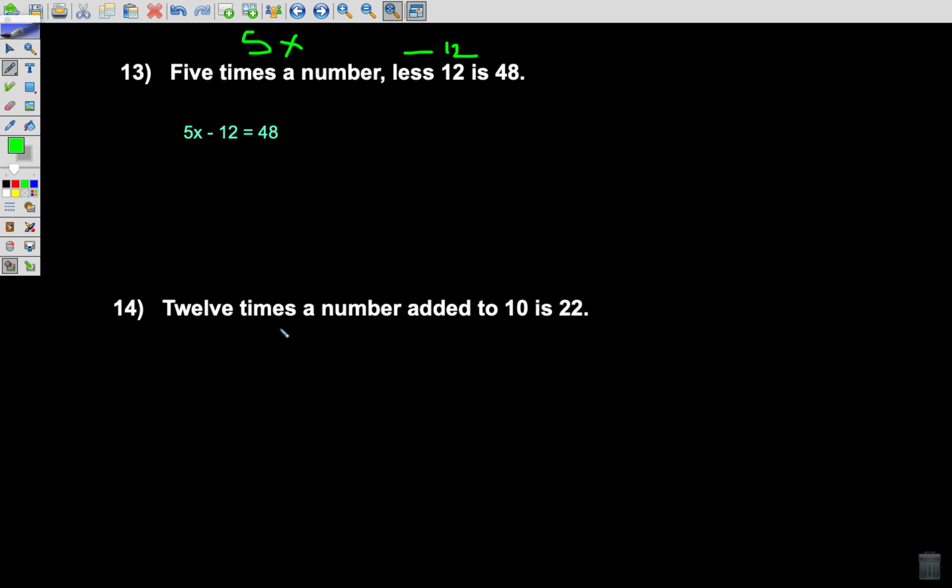Next, 12 times a number added to 10. Well, 12 times a number, so we got 12x, added, plus, to 10 is 22. There you go. Okay.